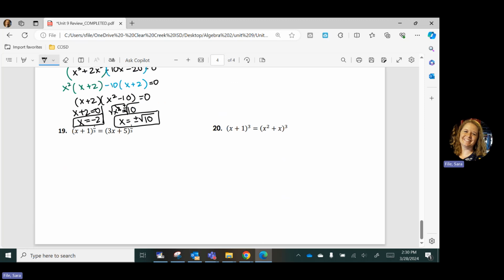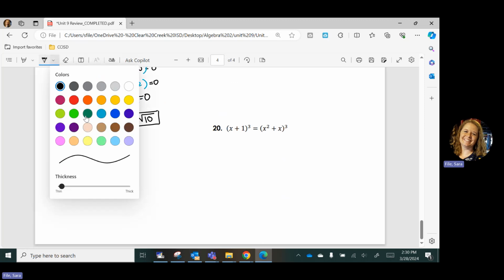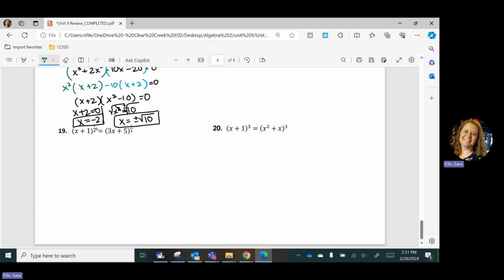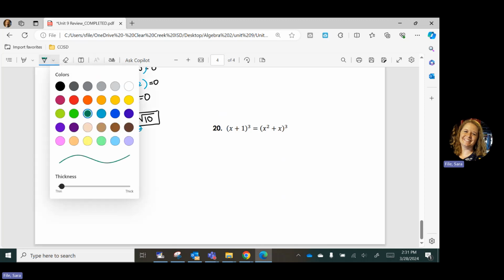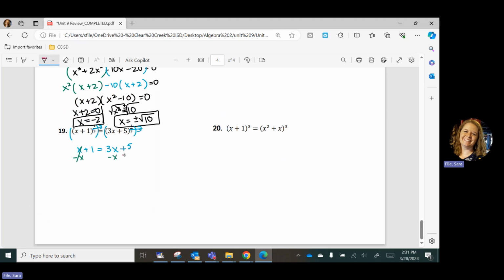19 and 20 are more our pace, where both sides are raised to the 1/3 power, and there's nothing outside them. So I don't have to worry about that extra stuff. So I'm going to cube both sides to get rid of the 1/3 power, and I'm left with x plus 1 equals 3x plus 5. Now it's a basic algebra problem. I've got x's on both sides. I need to get them to the same side. And then the constants would have to go to the other side.